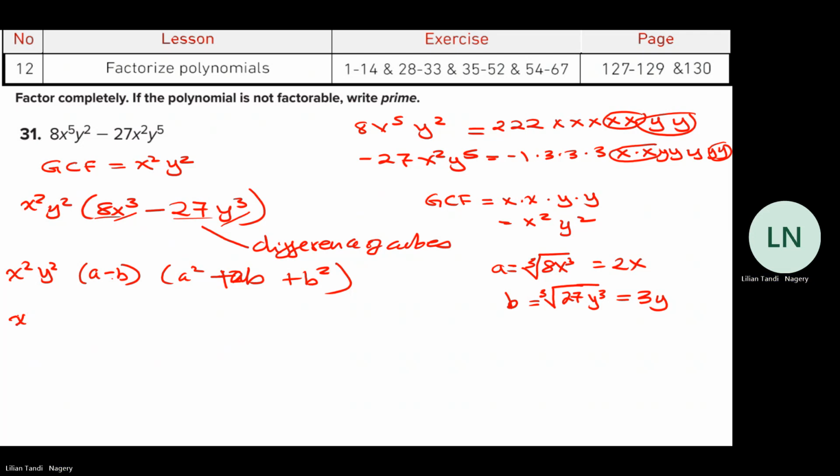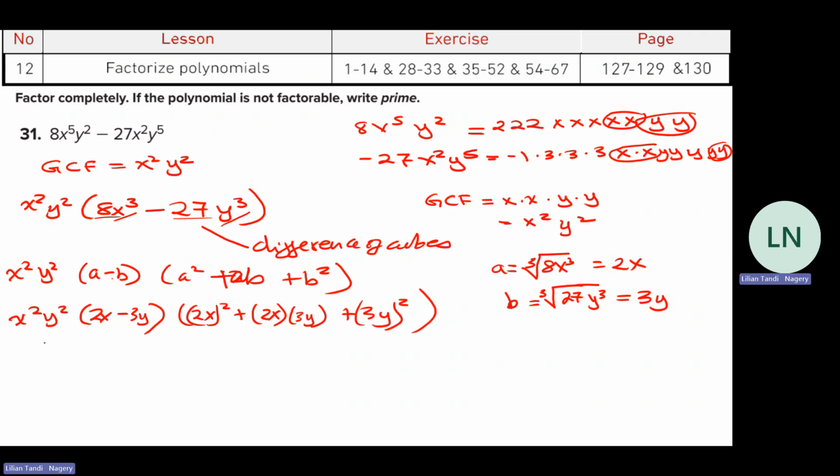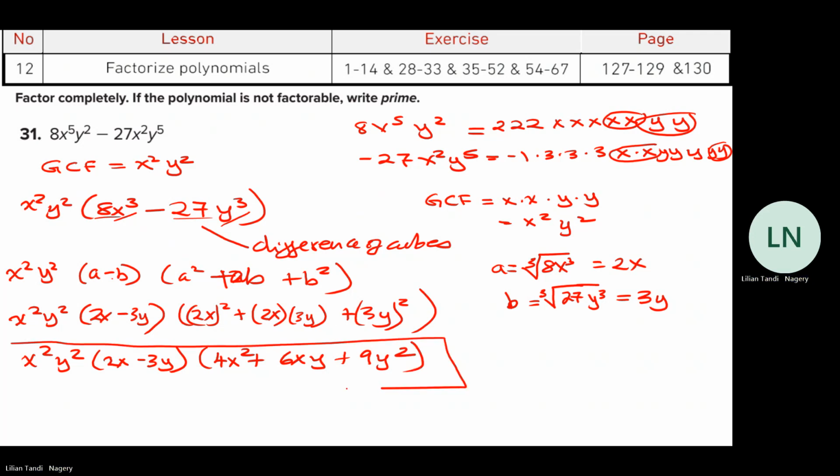So x squared y squared, 2x minus 3y, times 2x squared plus 2x multiplied by 3y plus 3y squared. So you have x squared y squared, 2x minus 3y, 4x squared plus 6xy plus 9y squared. I am done.